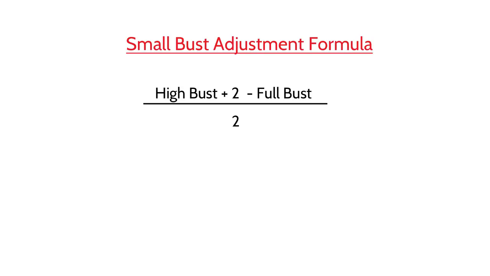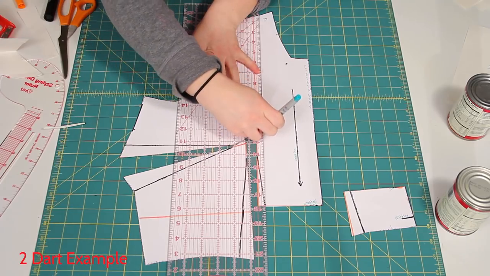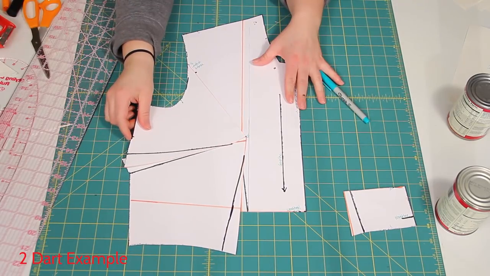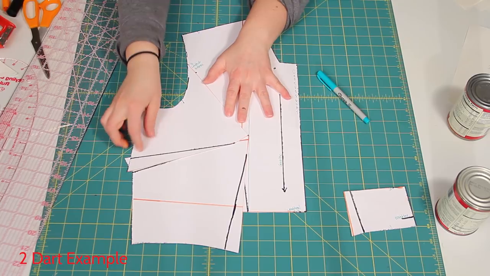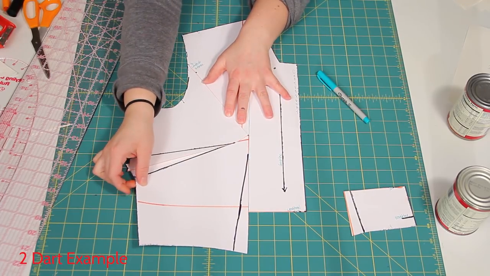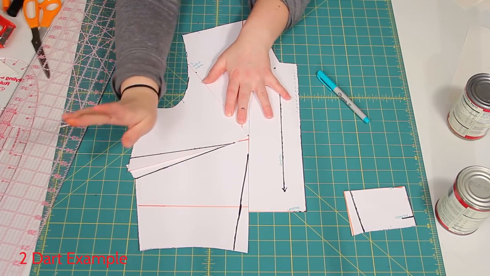So let's say my high bust is 40 and my full bust is 41. 40 plus 2 is 42 minus 41 equals 1 divided by 2 is 0.5, so half an inch. So we'll overlap this slice a half an inch. See how all these hinges move to accommodate the adjustment? It's exactly what we want. The dart will want to move and that's good.